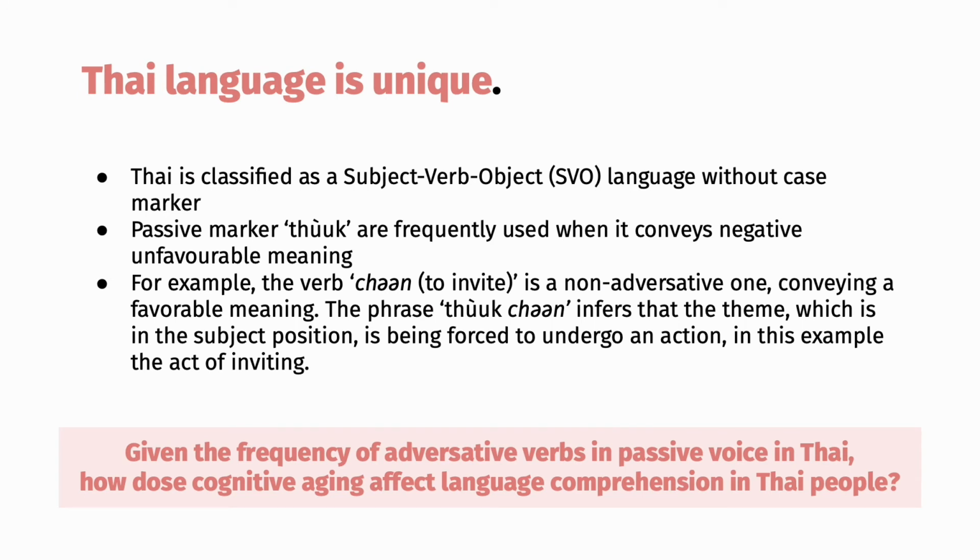Thai language is unique one. Thai is classified as a subject-verb-object or SVO language due to its consistent base word order at the sentence level.